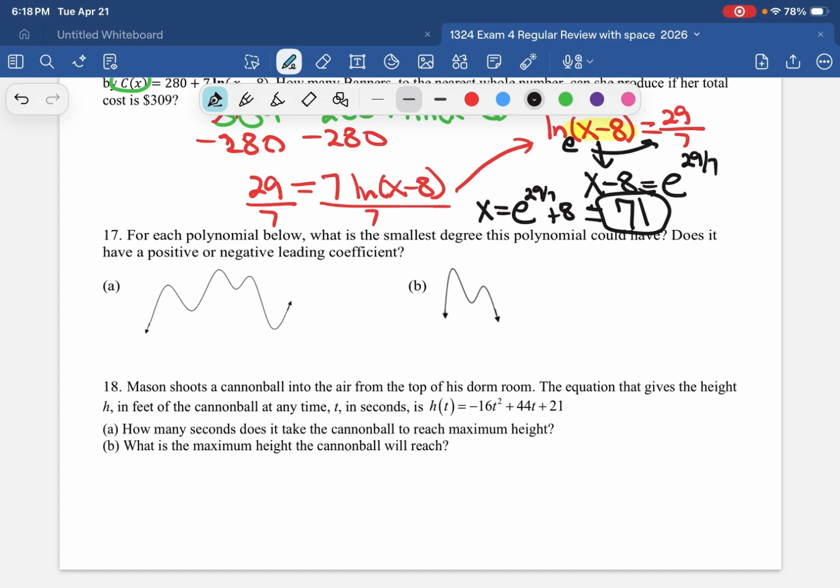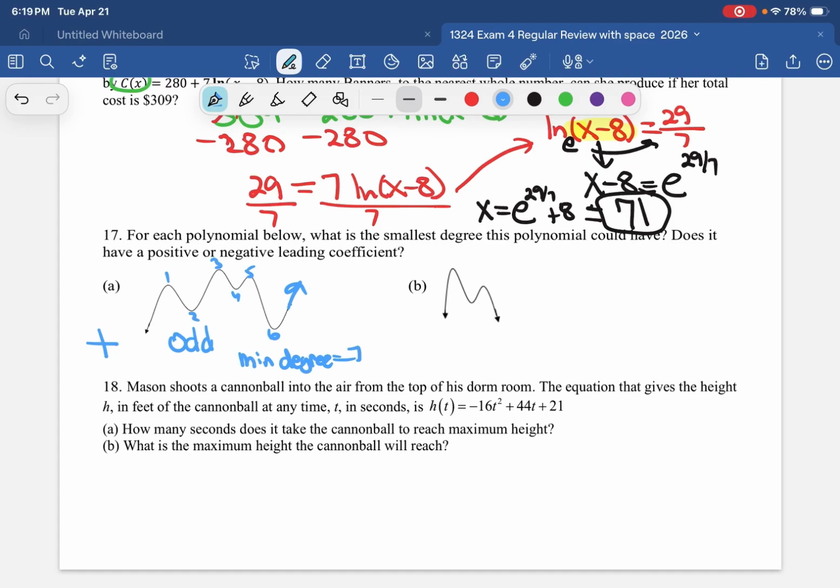Okay, so number 17 says, for each polynomial below, what is the smallest degree this polynomial could have? Does it have a positive or negative leading coefficient? So these ends are going in opposite directions, so it didn't ask, but this is an odd polynomial. It has 1, 2, 3, 4, 5, 6. So the minimum degree is 7. And it's a positive leading coefficient because the right end is going up into the air.